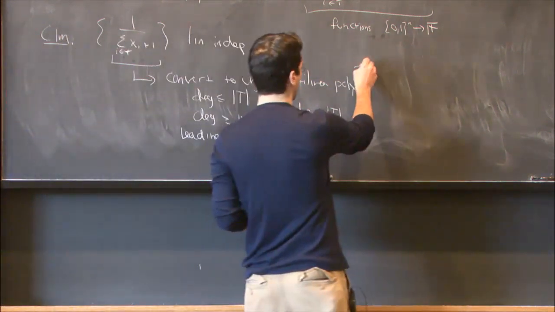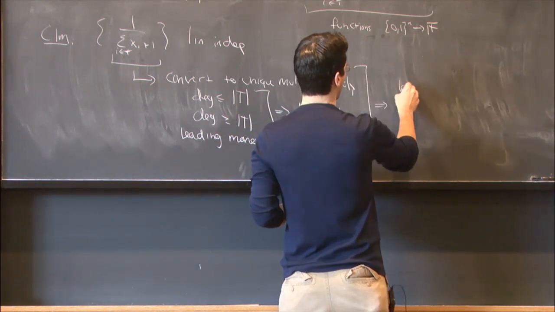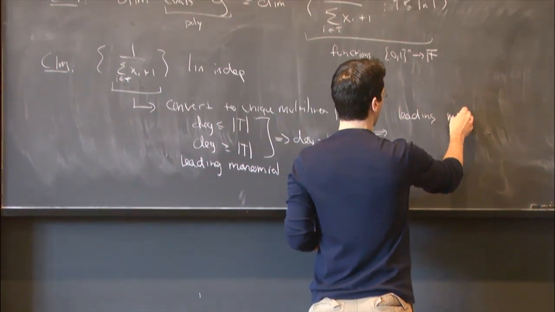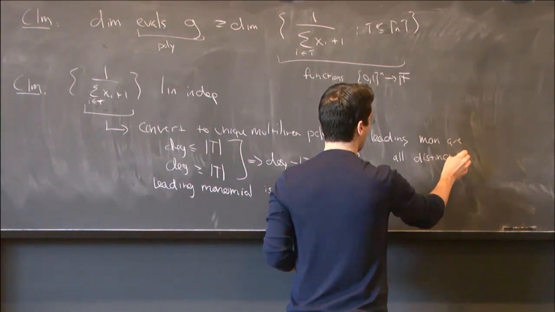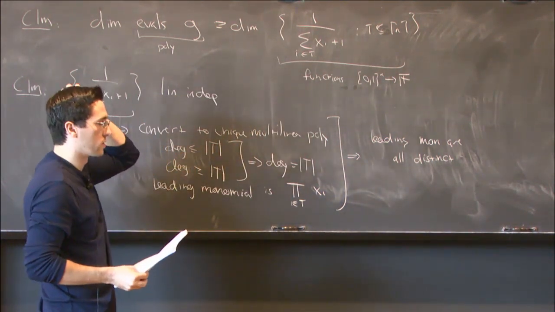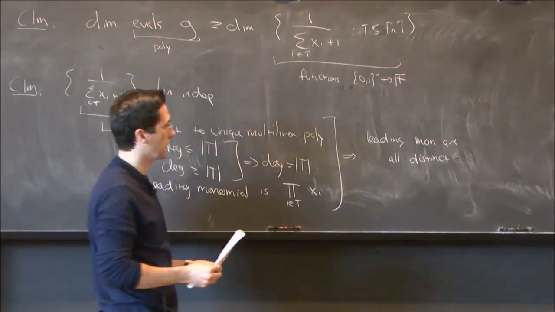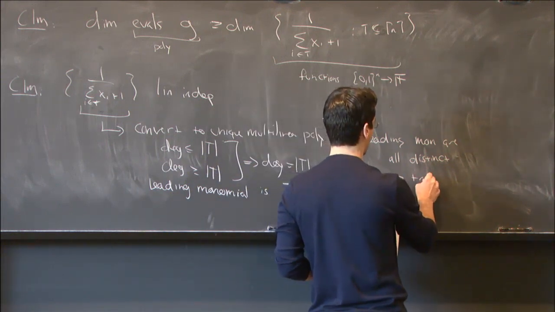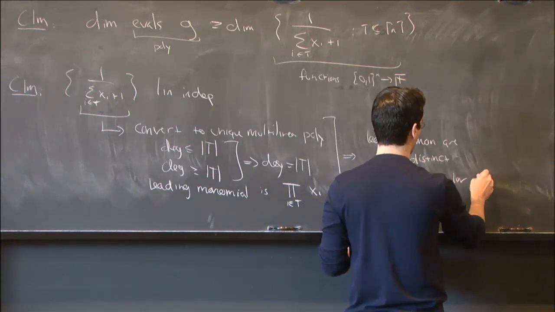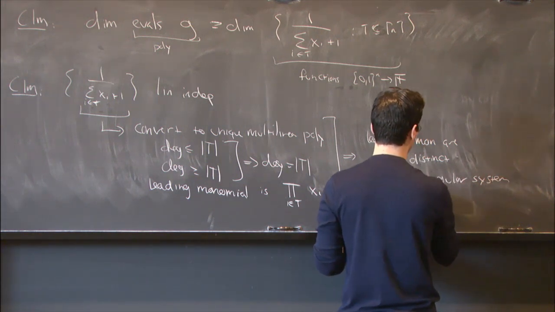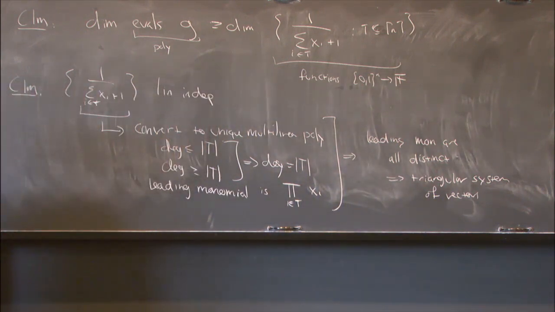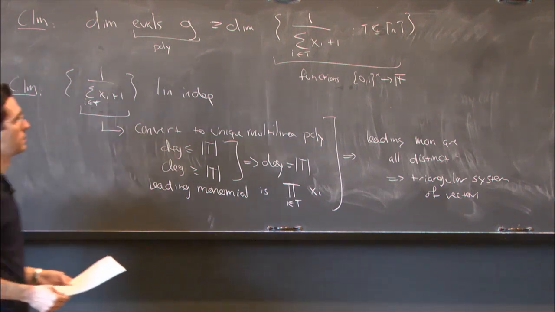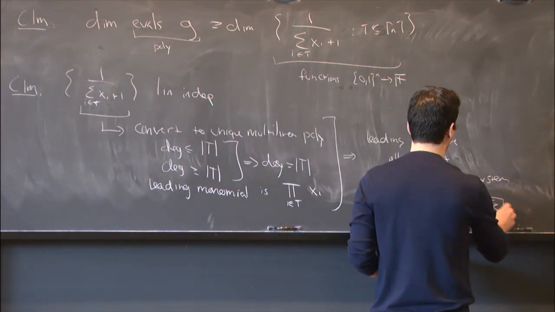Right? So that's saying that the leading monomials are all distinct. Okay? And if you sort of write it down as a matrix, what you basically get is that this is a triangular system of vectors. Like if you take these polynomials, you write them in a vector representation in the appropriate way, you get a triangular matrix. So they're linearly independent. Okay, and so that completes this.